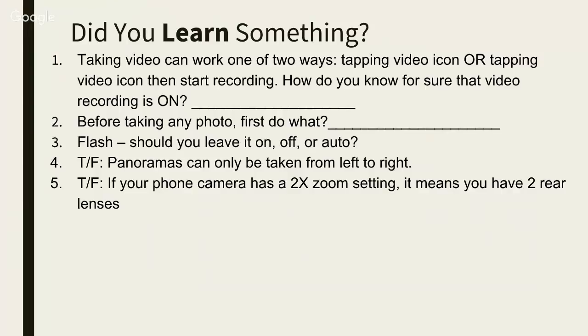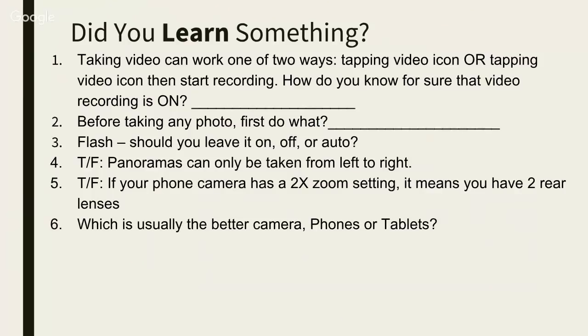True or false? If your phone camera has a 2x zoom setting, it means you have 2 rear lenses. As far as I know, that's true. It's certainly true for me. This is the iPhone 7 Plus, and there are some Androids with 2. And we did see it with the Pixel 2 XL, I thought, in the class. Well, certainly the iPhone 8 Plus. Yeah. Right.